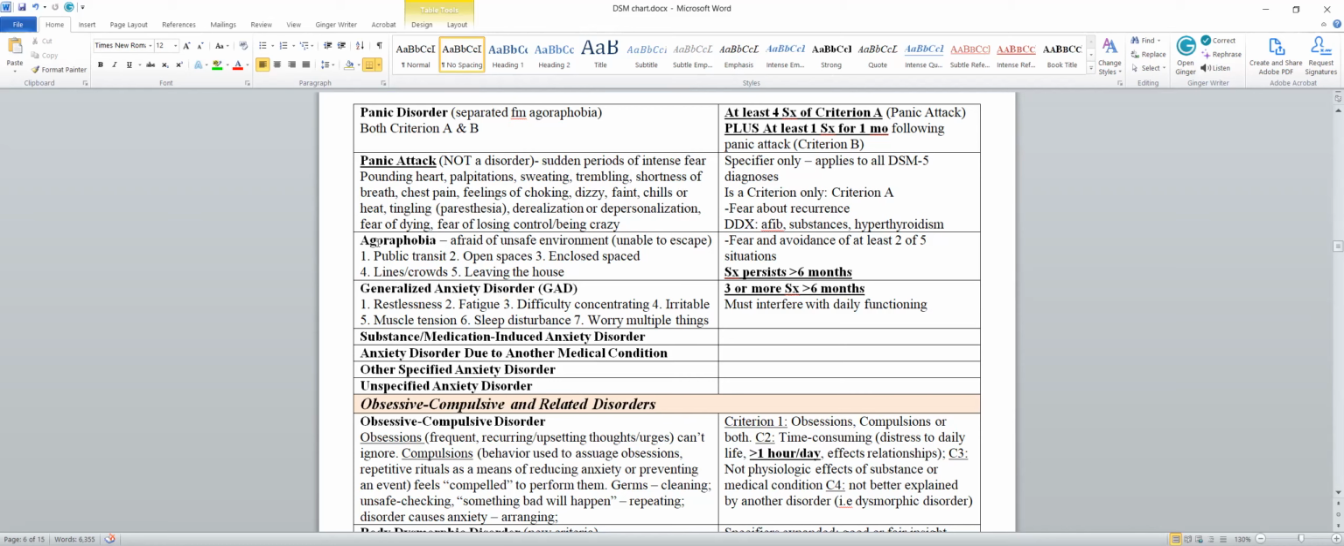Generalized anxiety disorder: you have to have 3 or more of the symptoms for more than 6 months and must interfere with daily functioning. So restlessness, fatigue, difficulty concentrating, irritability, muscle tension, sleep disturbance, worry about multiple things. So they have to have 3 or more symptoms for more than 6 months and must interfere with daily functioning.